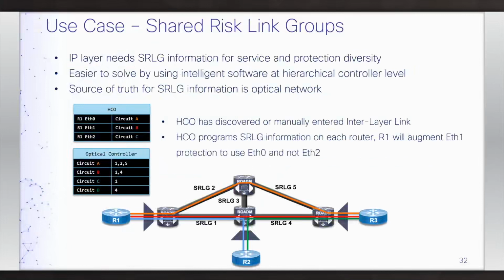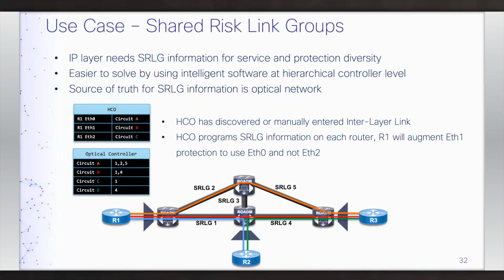So we look at shared risk link groups, or SRLGs. The use case is really where the IP layer needs the optical layer information for things like protection diversity. And to be honest, it's just an easier problem to solve by sending all of this data upstream to a more intelligent SDN application, so it can dynamically learn what's on the optical network, and then it can seed the IP network with that information. So if it dynamically changes, things like optical restoration.